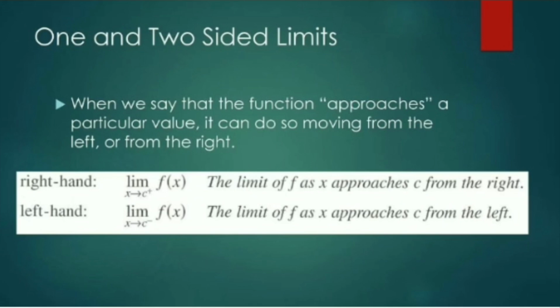One- and two-sided limits. When we say that the function approaches a particular value, it can do so moving from the left or from the right. The right-hand limit of f(x) as x approaches C is the limit of f as x approaches from the right. The left-hand limit of f(x) as x approaches C is the limit of f as x approaches C from the left.